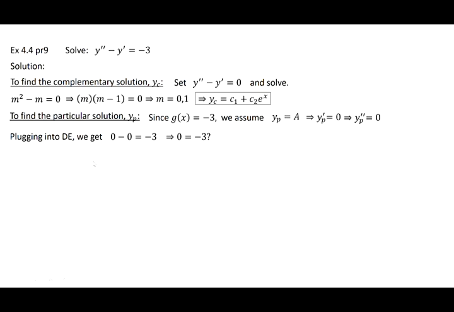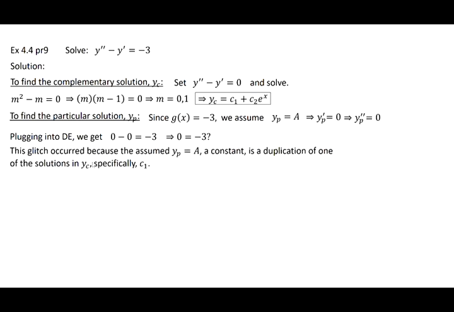So 0 equals -3. So the whole idea was, there's some problem. There's some glitch. That's what the textbook called it. There's a glitch in the process. I like the word glitch. This glitch occurred for a particular reason. We really need to understand that. And the reason is, what did we assume for y sub p based on our g of x? A constant, right?